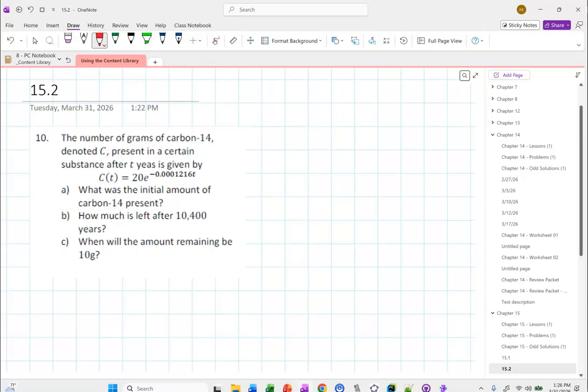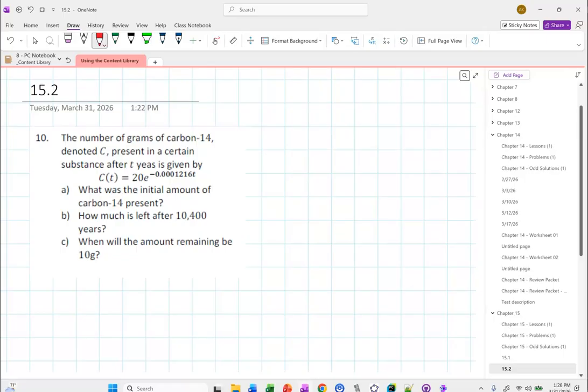All right. Hi, everybody. So today we're going to look at 15.2. Before we dive into that, though, let's look at an example from 15.1. So this is one of the homework problems assigned in the 15.1 homework set.